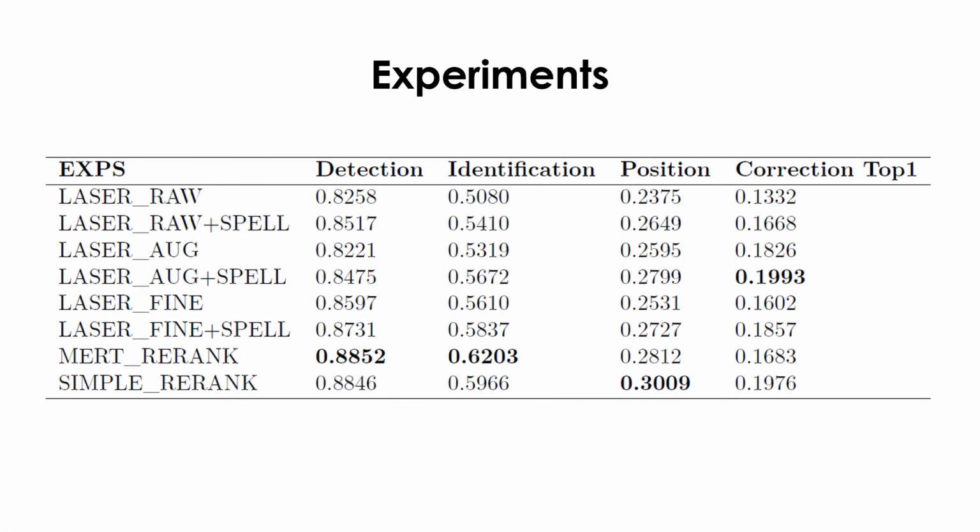Finally, after we implement these 8 models and do the experiment, we get our result. Here is the table. As we can see, we use the LaserTagger model with augmented data and spell check model. We can get a better performance on the correction top 1. And also, the merge re-rank method could get the best performance on detection and identification.